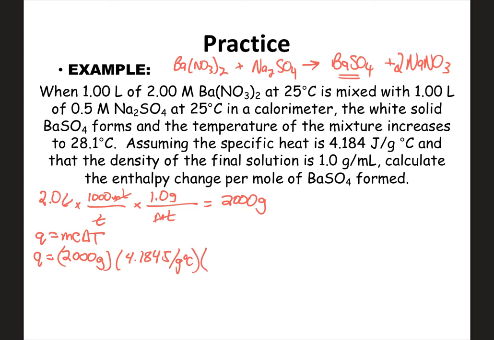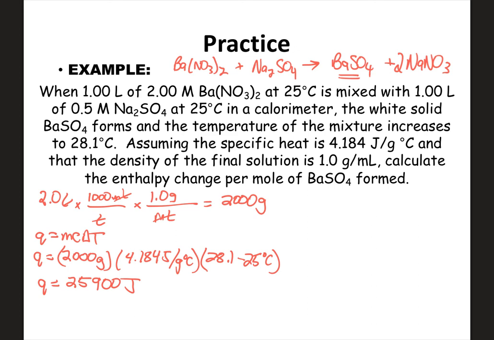The final temp was the 28.1 minus the 25 for your initial degrees Celsius. So final minus initial. When you solve for Q here, you do get 25,900 joules. All right. But realize that's the heat that is gained here by your solution.